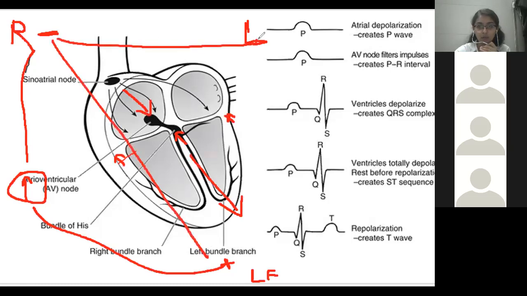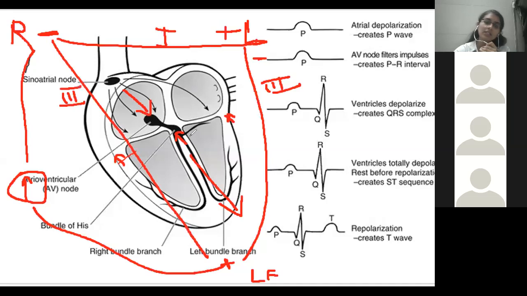This is lead 1, where left arm is positive and right arm is negative. For lead 2, right hand is negative and left leg is positive. This is lead 3. This is lead 1 and this is lead 2. Because the major electric flow is in this direction along this diagonal, that is why you always have to take this as your standard limb lead. Is that clear? Okay.